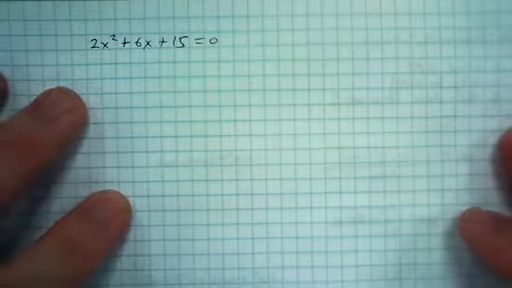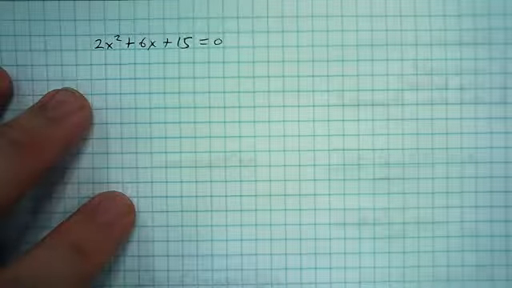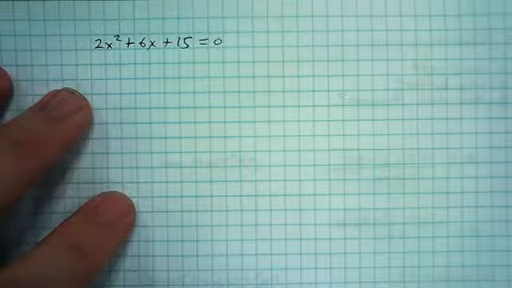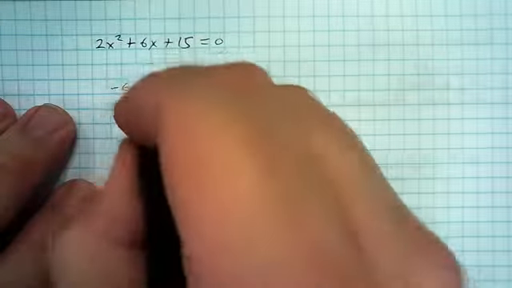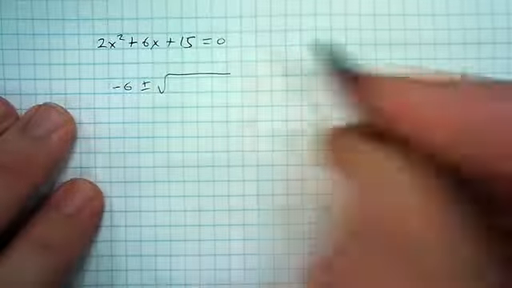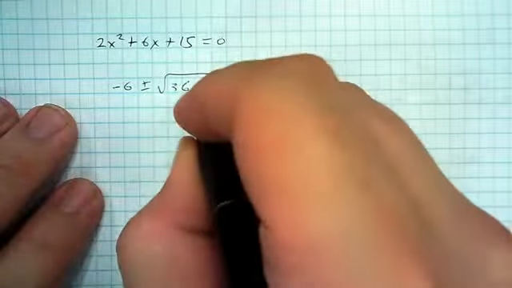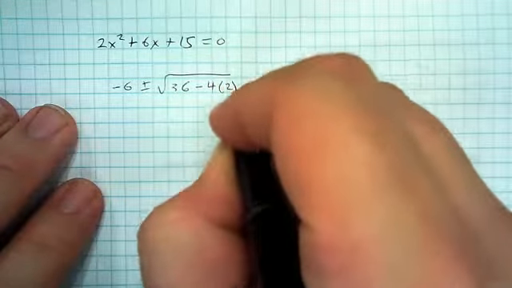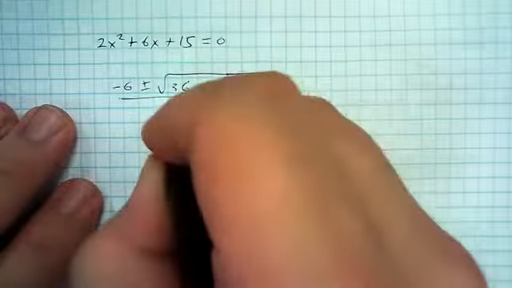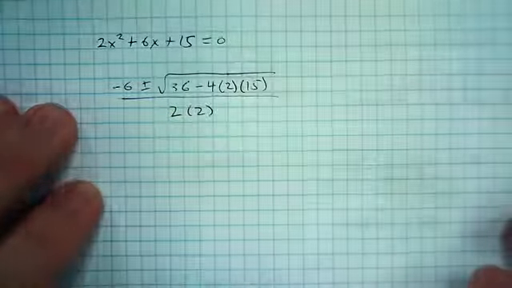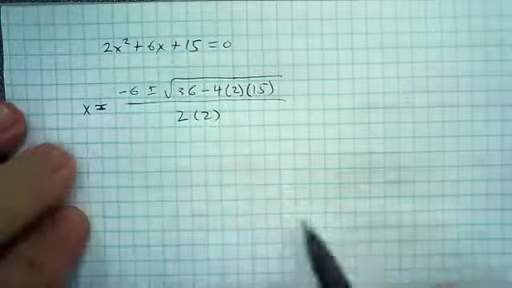Now you could start looking for factors, so you could do 2 times 15 is 30. We need numbers that multiply to 30 and add to 6. It's never going to happen. So the opposite of b, in this case -6, plus or minus the square root of 6 squared, which is 36, minus 4 times a, which is 2, times c, which is 15, all over 2a, which is 2 again. So there's the quadratic formula.